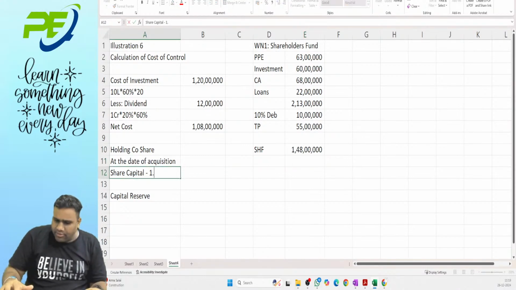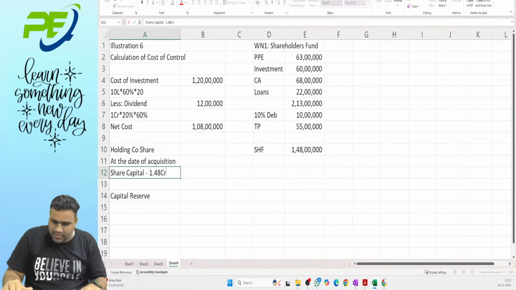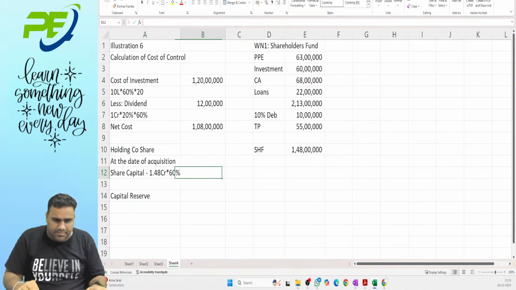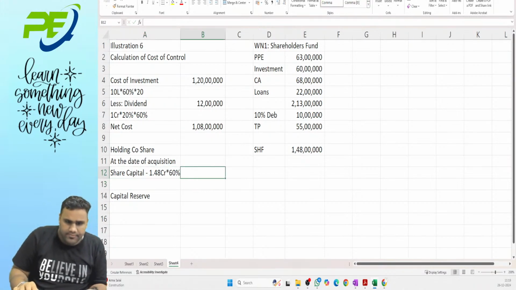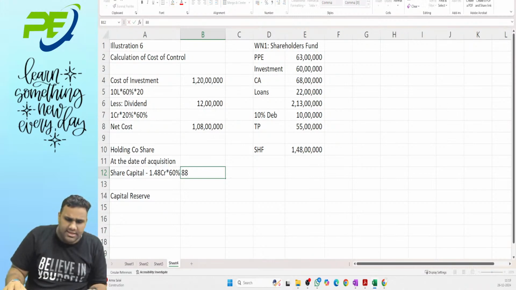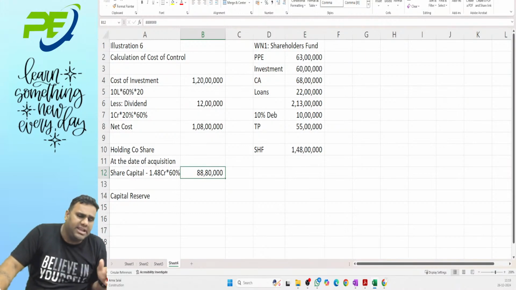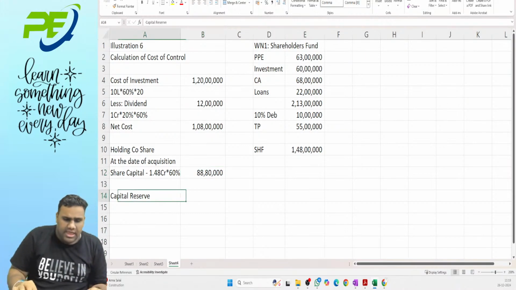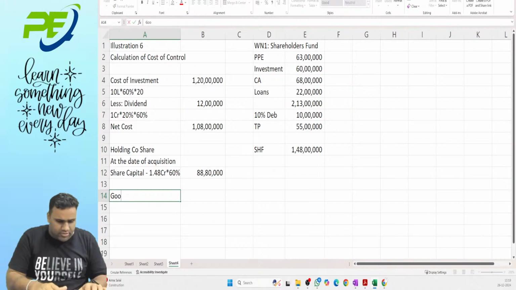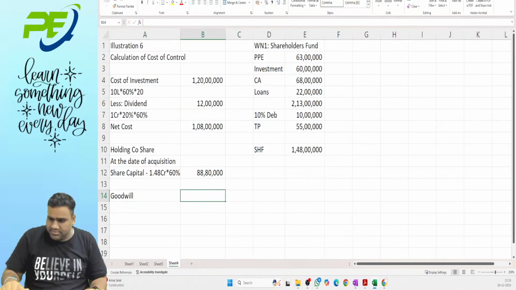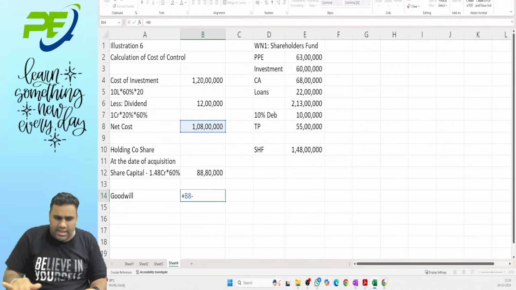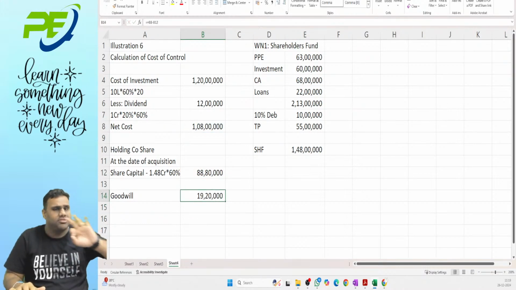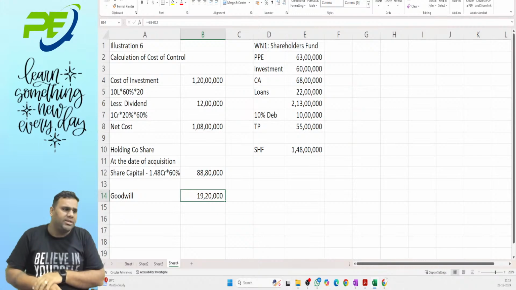And now the entire amount I should write here, 60%, is 88 lakh 80,000. I have paid extra or I have paid less? Extra. Then it will be goodwill. How much goodwill? 19 lakhs 20,000. Nothing new in the problem. Usual common adjustment.